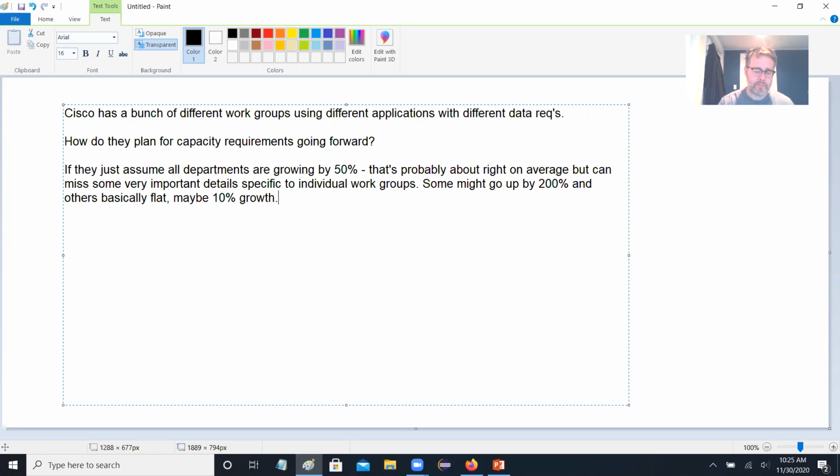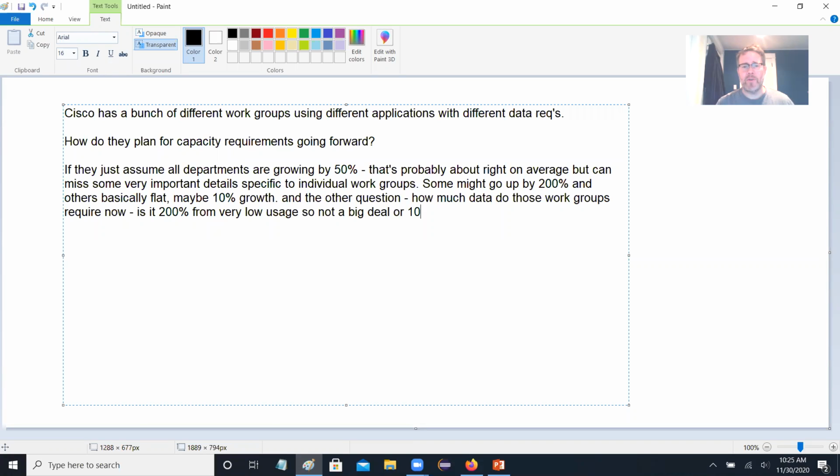And the other question, how much data do those work groups require now? Is it 200% from very low usage, so not a big deal, or 10% from very high usage and potentially quite significant? Okay, so these are the things.